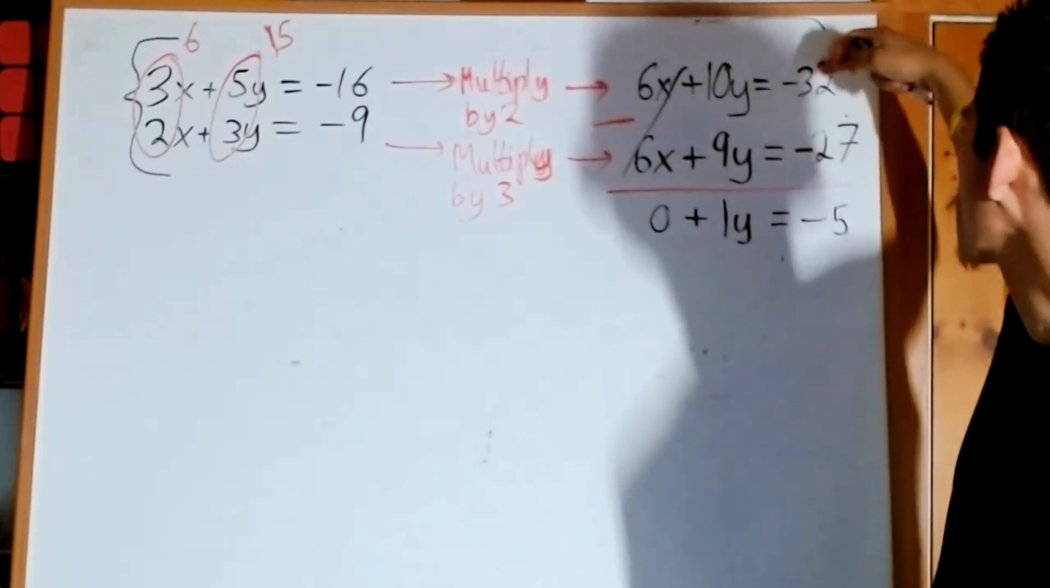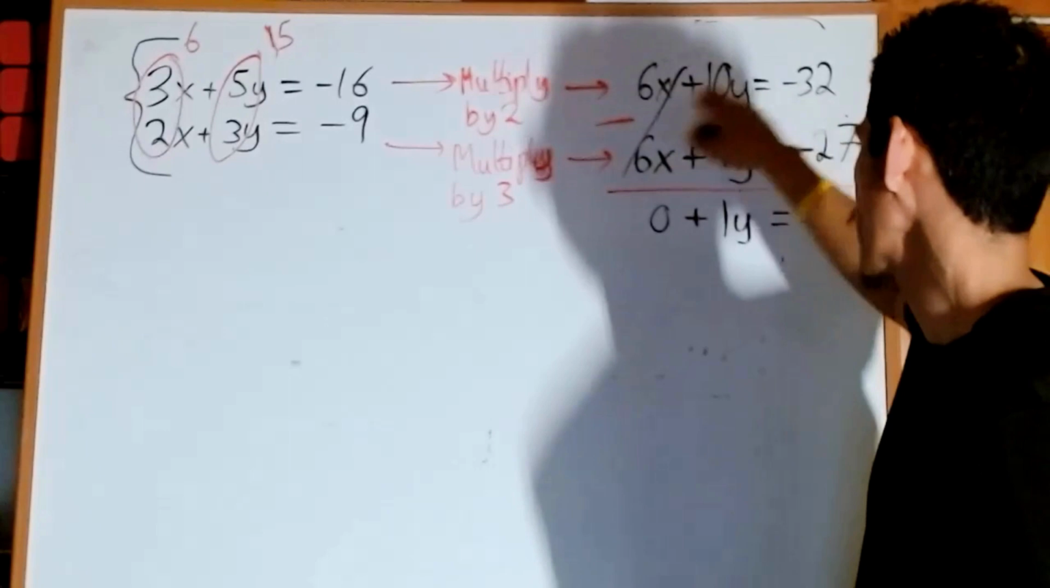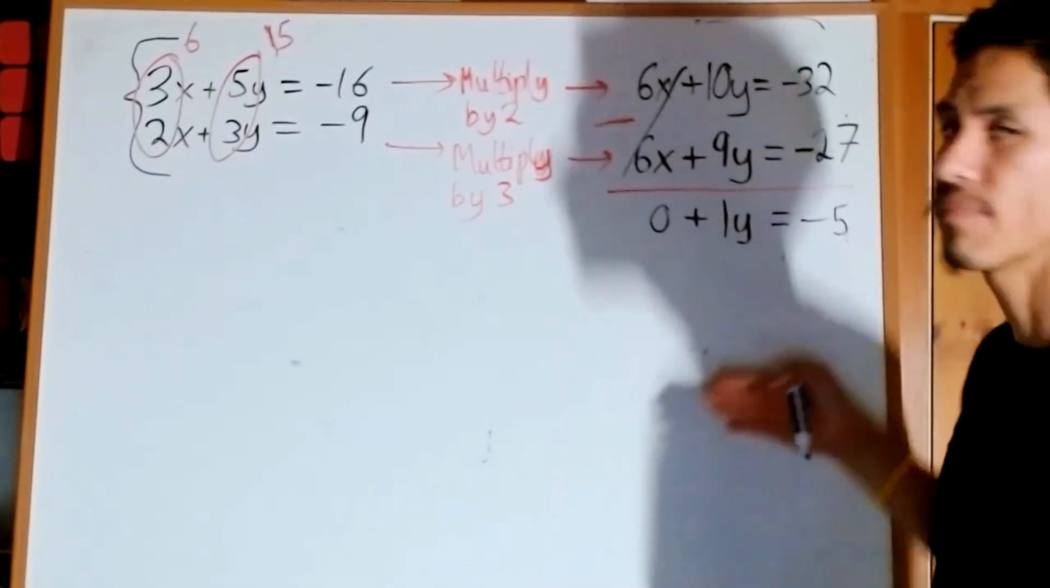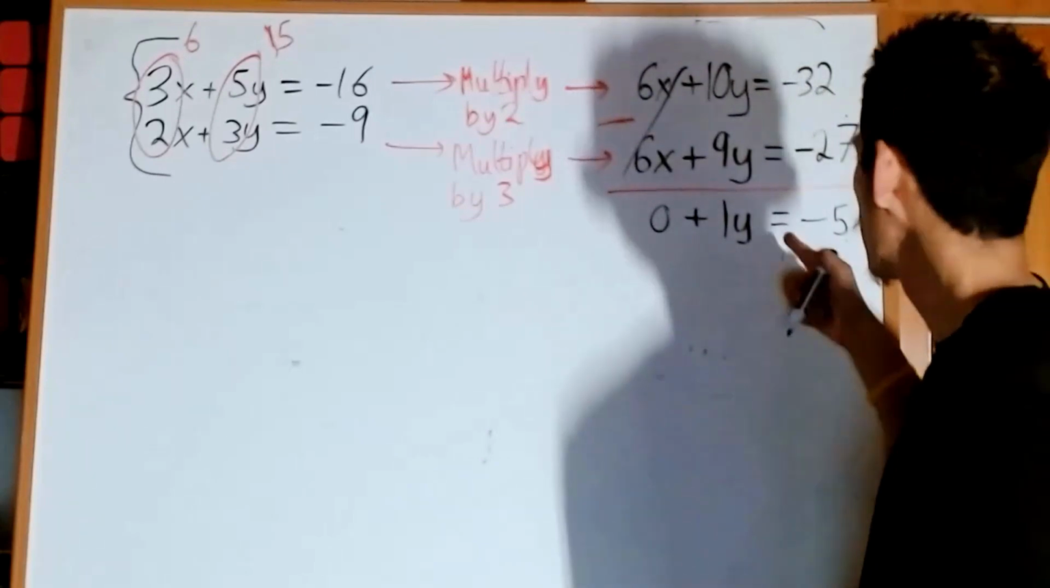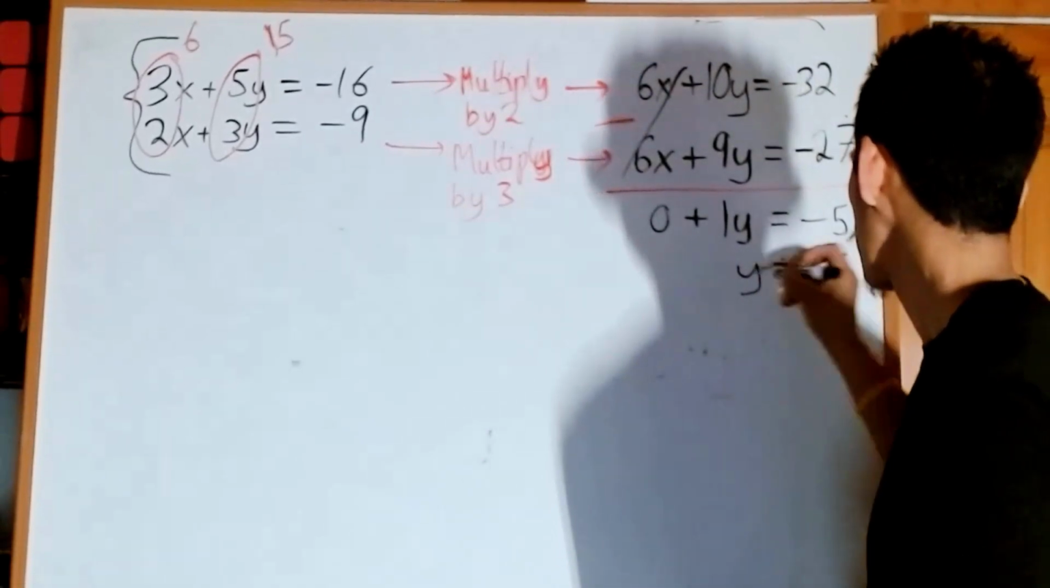Be careful about this part because a lot of students will get confused or make a simple mistake with a double negative or triple negative, I guess. So be careful about those. So we already have our answer for y, because y is then just negative 5.